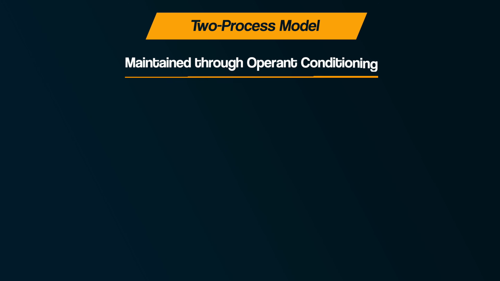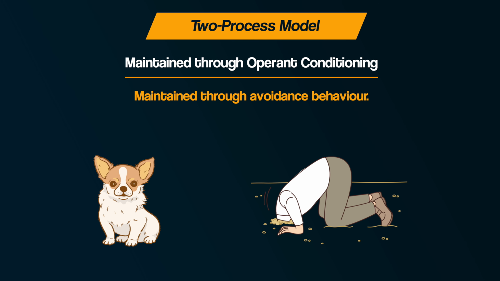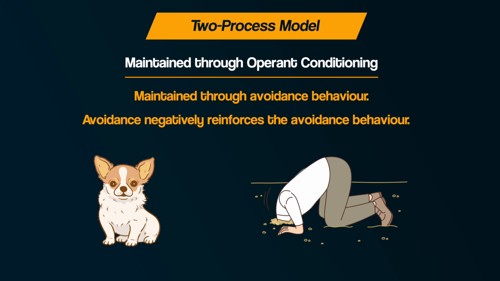The second process is how phobias are maintained through operant conditioning. Once the phobia is established, it is maintained through avoidance behaviour. When an individual avoids the feared object or situation, they experience relief from anxiety, which negatively reinforces the avoidance behaviour.